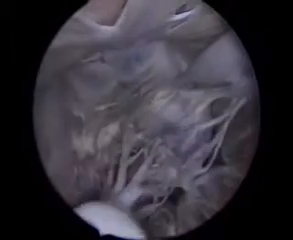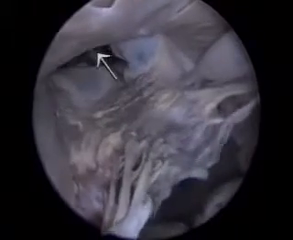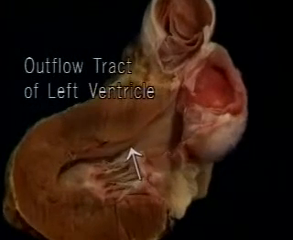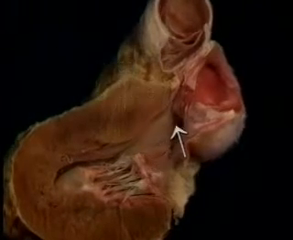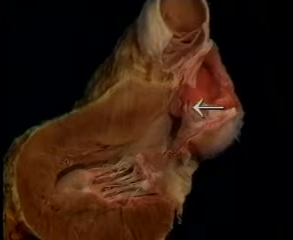Above the mitral valve, we're looking upward and backward along the outflow tract of the left ventricle, toward the aortic valve. In this cutaway dissection, we can see the outflow tract of the left ventricle from the side. Here's the aortic valve.